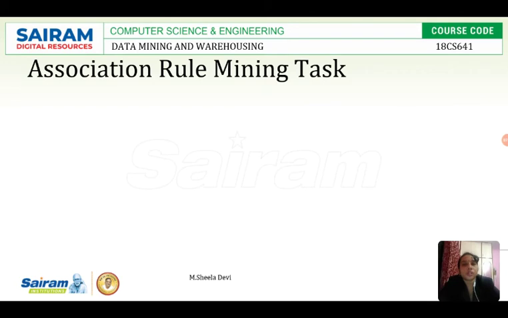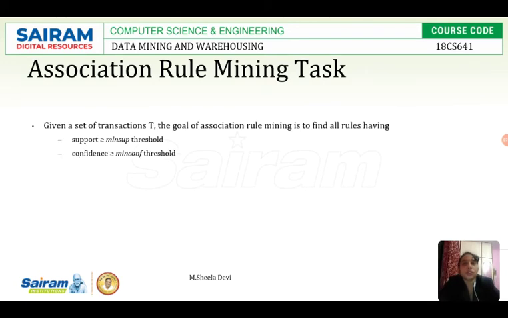Similarly for the confidence level. If the confidence level is greater than the minimum confidence threshold, then it will be accepted. Otherwise, the association rule cannot be accepted. It is under the rejected condition. So these are the goals of association rule mining.